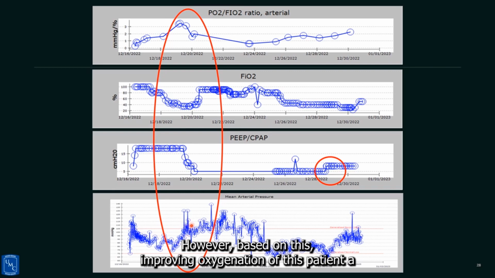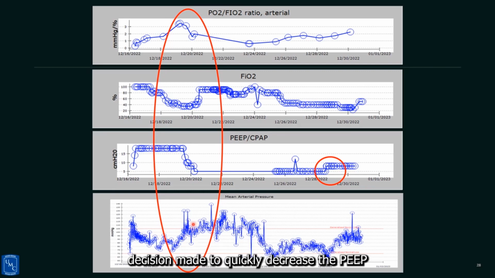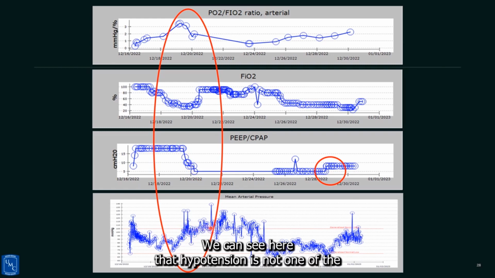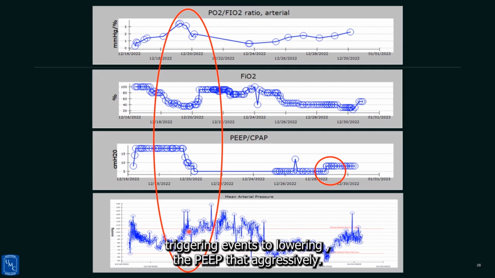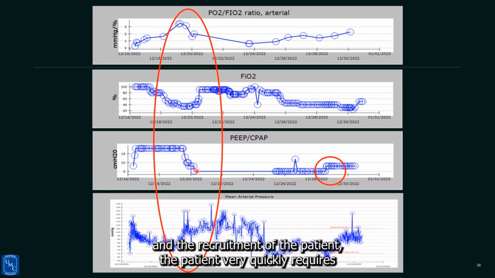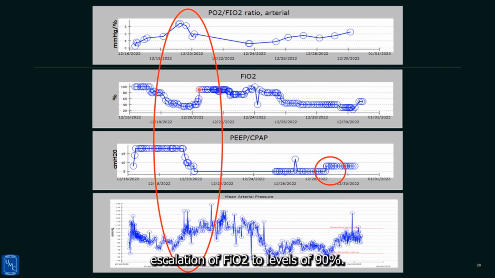However, based on this improving oxygenation, a decision is made to quickly decrease the PEEP from levels of above 15 to as low as 5 centimeters of water. We can see here that hypotension is not one of the triggering events to lowering that PEEP that aggressively. And also we can see that because of this lowering on PEEP and the de-recruitment of the patient very quickly requires escalation of FiO2 to levels of 90%. That also triggers a ventilator-associated event.